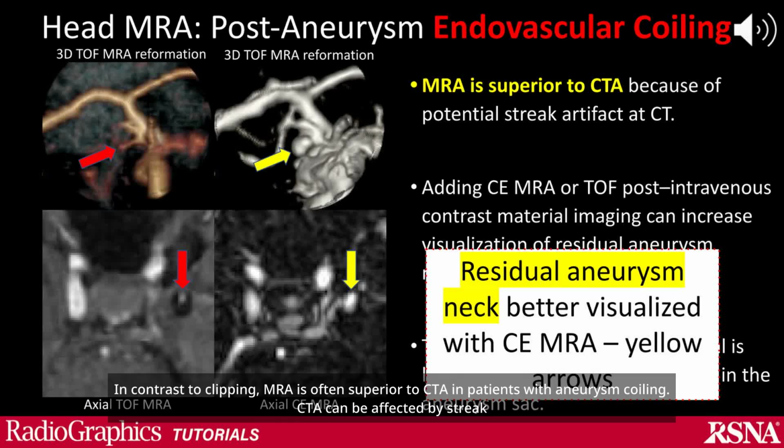In contrast to clipping, MRA is often superior to CTA in patients with aneurysm coiling. CTA can be affected by streak artifacts from the metallic coil mass. By comparison, MRA provides clearer visualization of the residual aneurysm neck, particularly when contrast-enhanced sequences are included.